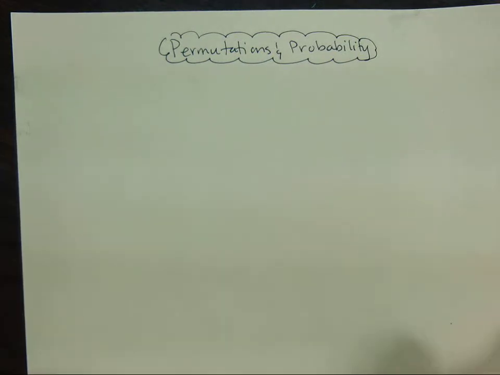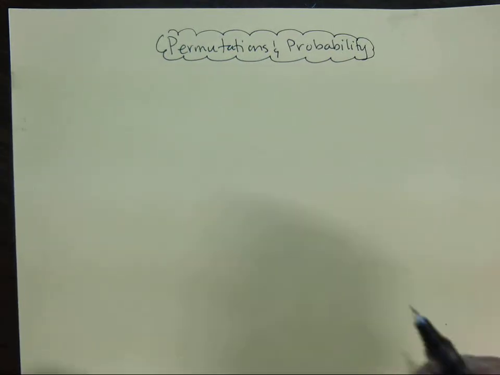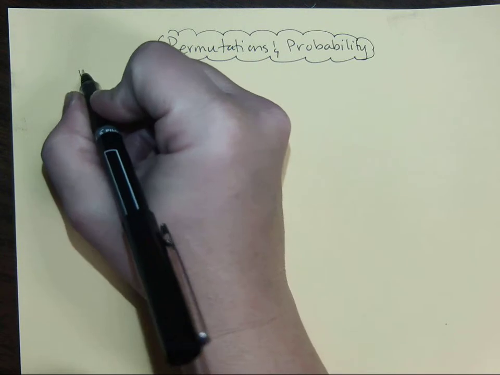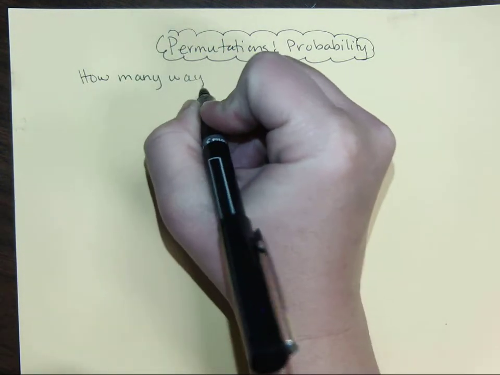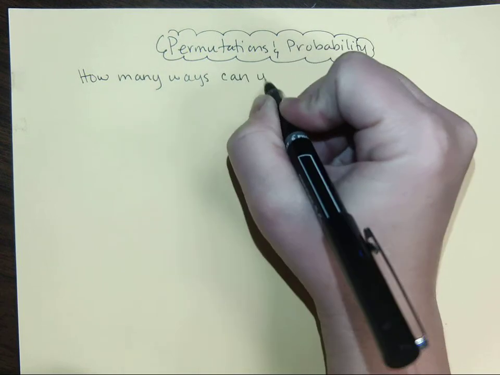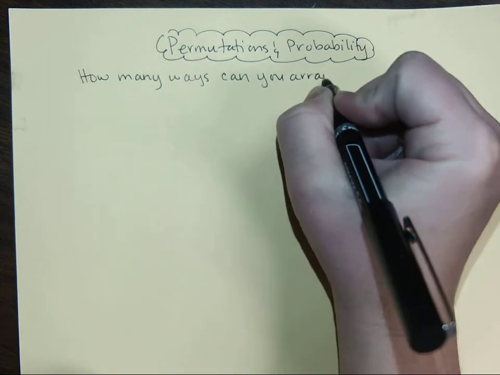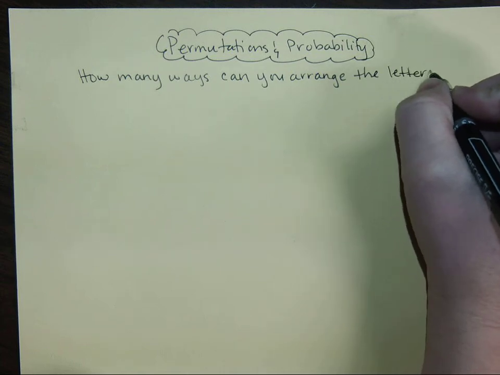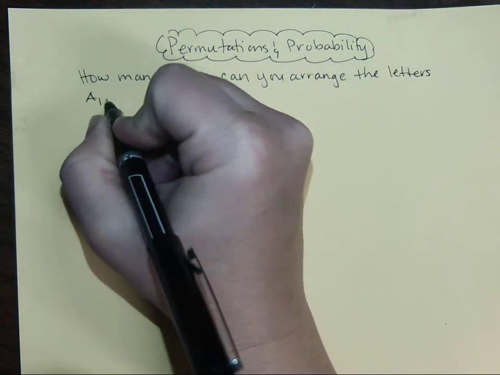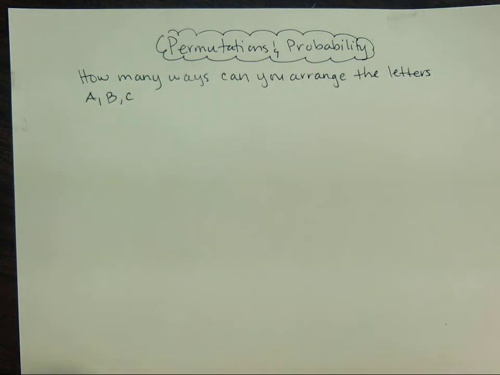So permutations. Let's consider three letters A, B, C. How many ways can you arrange the letters A, B, C? Okay. So let's look at that.